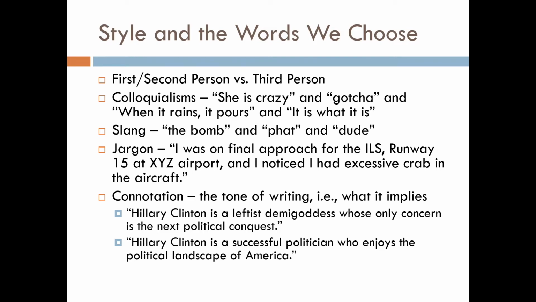Whereas if I were a little more subtle or a little more balanced in my view, I might say something like Hillary Clinton is a successful politician who enjoys the political landscape of America. In both sentences, I've said somewhat the same thing, but my connotation is completely different between the two instances, right?